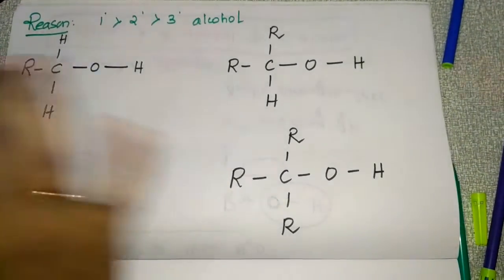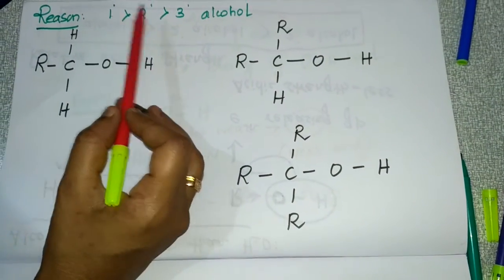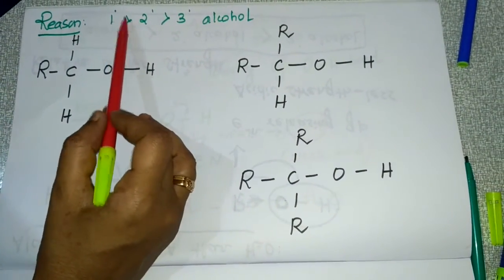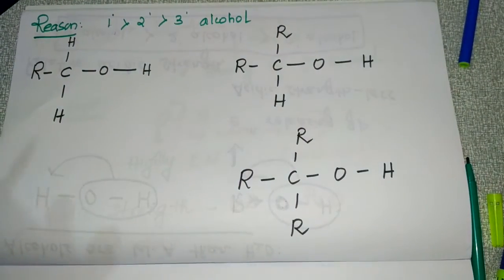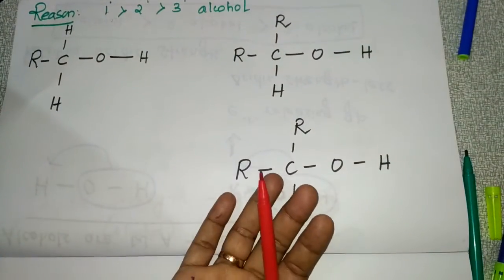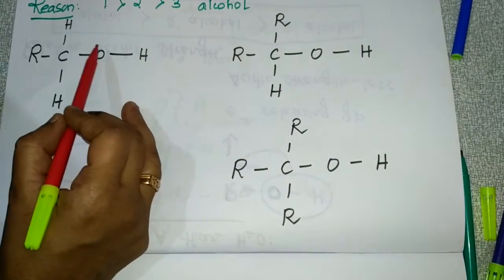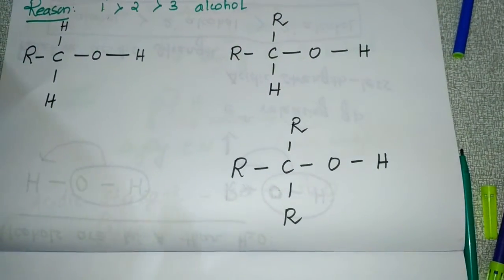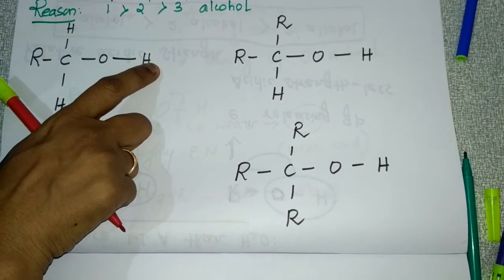So now we will see the reason why the acidic strength follows the order primary alcohol is greater than secondary and tertiary. Why does it follow that order? The reason is, if more number of alkyl groups are attached to this OH group, the tendency to release this H plus will become less.